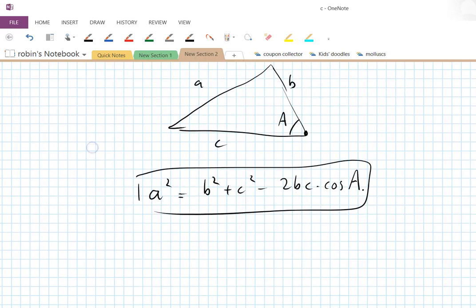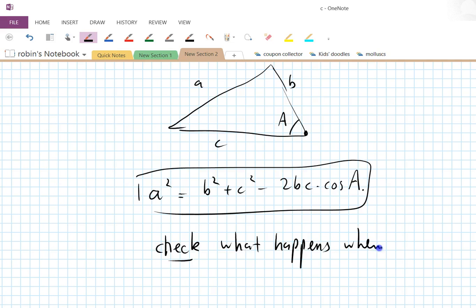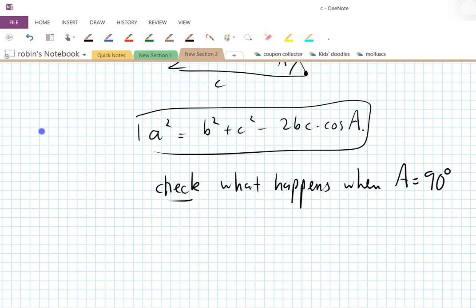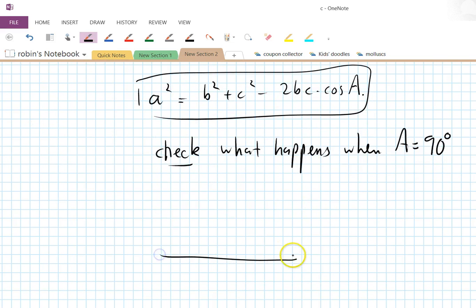So what I want to do is just to investigate the case. I'm just going to check what happens when A equals 90 degrees. So when A is a right angle, we better get back to Pythagoras. So let's have a look at this. Let's just write it in. There's A and B and C, and angle A equals a right angle.